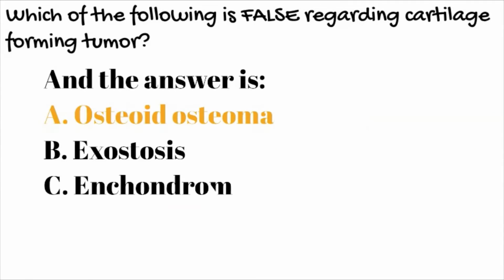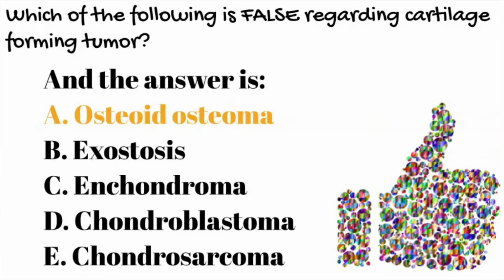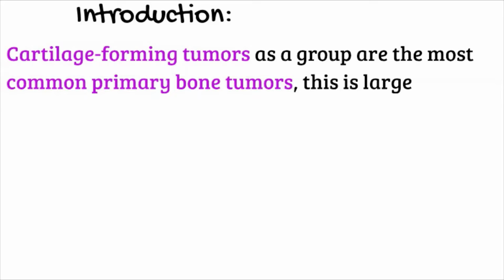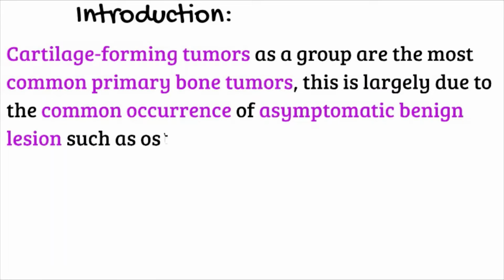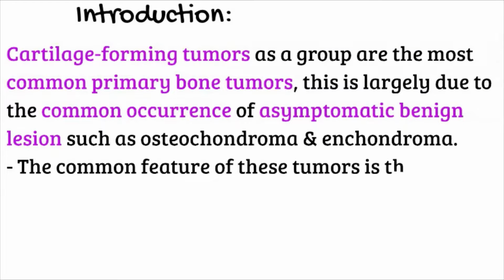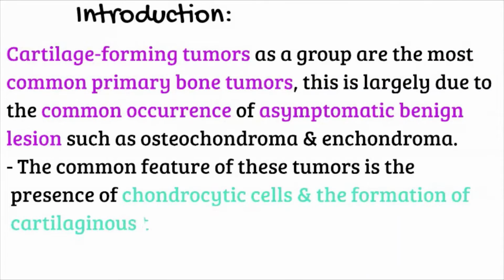And the answer is A. Osteoid osteoma. Now let's get to know a bit regarding a cartilage-forming tumor. As an introduction, cartilage-forming tumors are a group that are the most common primary bone tumors. This is largely due to the common occurrence of asymptomatic benign lesions such as osteochondroma and enchondroma.